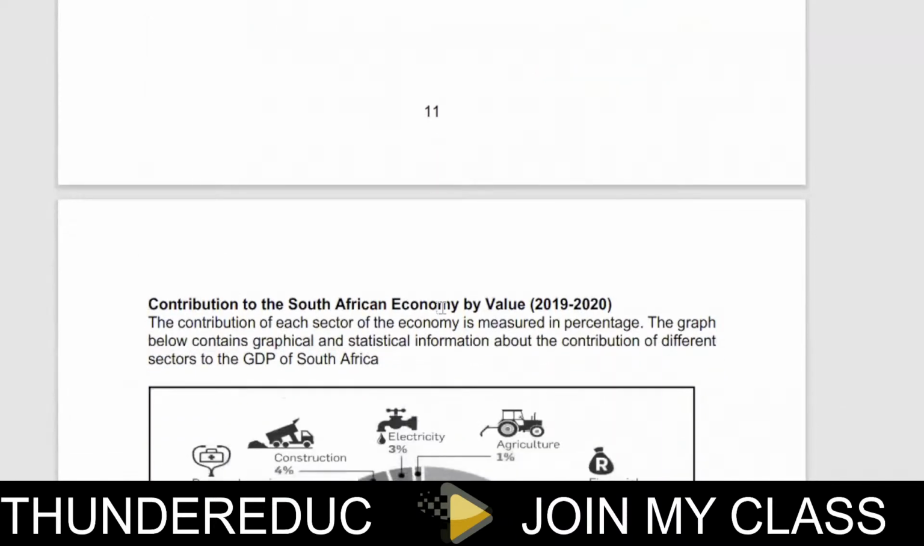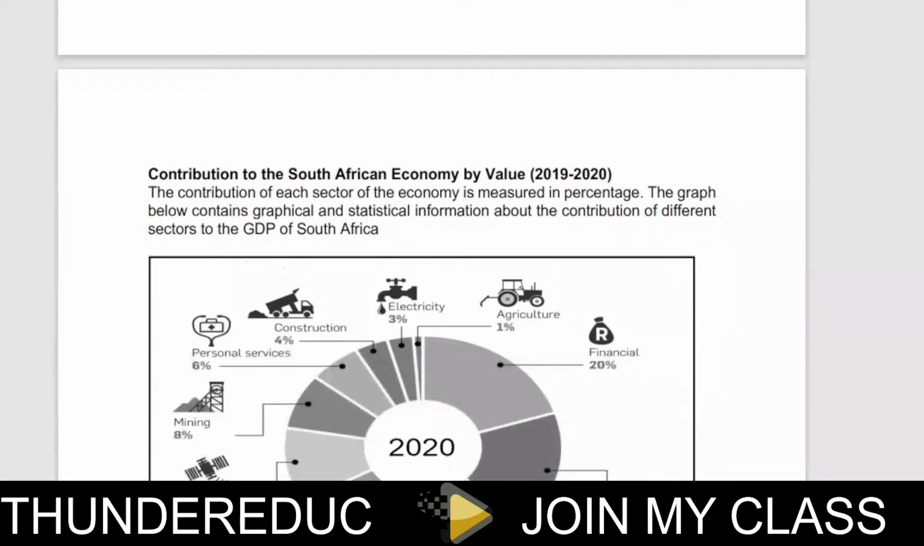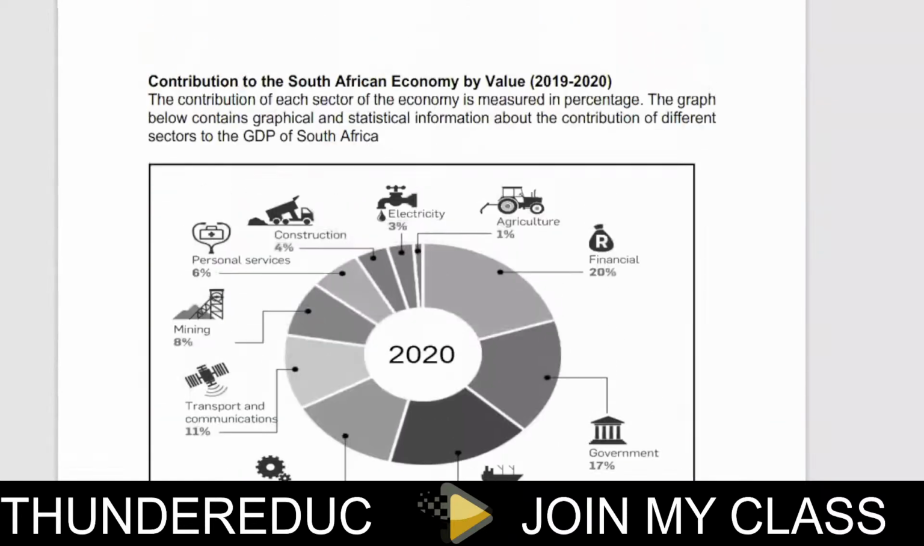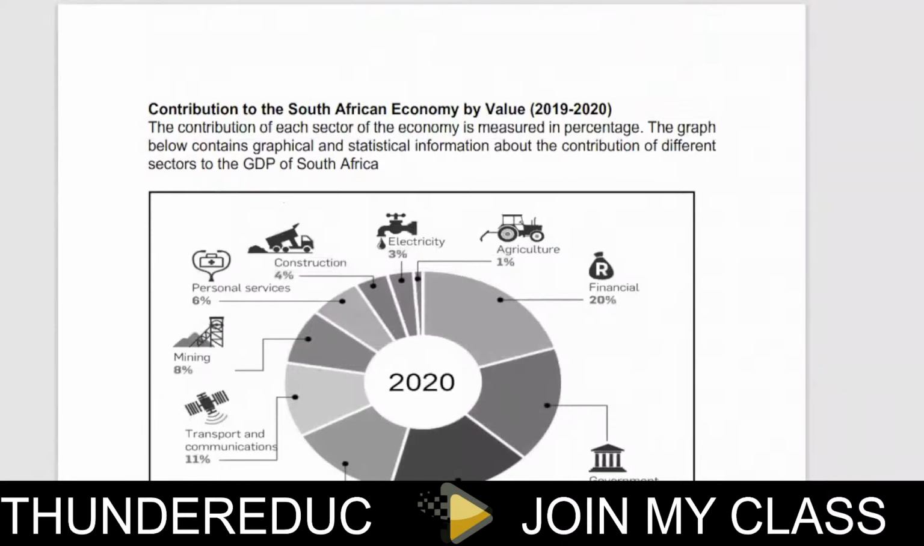Okay, now by looking at those different sectors, you need to know which one contributes more, which one contributes better, what is its value, and so on and so forth. So here we are saying the contribution of the secondary sector, or the contribution to South Africa's economy by value, between 2019 and 2020. If you remember 2020, we had a very big setback of COVID-19. So some factories closed down, some shops closed down. So that means all the sectors of the economy were now being affected. This is what is happening.